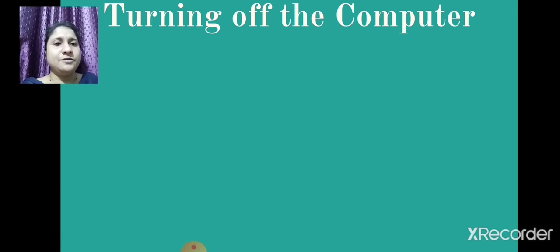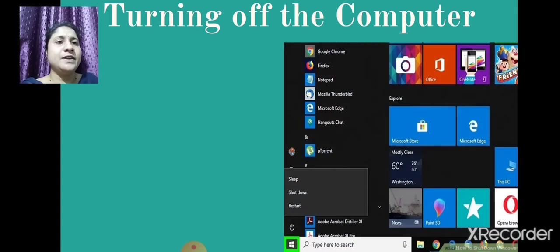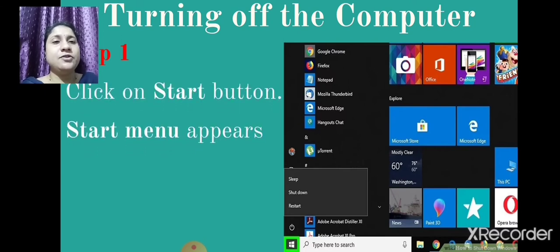So let's start. Can you see this? Yes. So what is our step 1? Our step 1 is to click on the start button. The start menu appears. After clicking on the start button, some menus will appear. See Google Chrome, Firefox, Notepad, Microsoft Store, News, Print 3D, Opera. All of this will appear. So when you click on the start button, our start menu will appear.